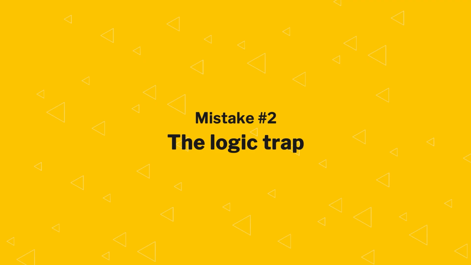Mistake number 2 is more quiet. It looks like the filters work. They open, they close, the checkboxes check, the URL changes, the page reloads, and then a buyer clicks 2 values inside the same filter group and the whole thing collapses. Here is a scenario. A buyer is shopping for shirts.